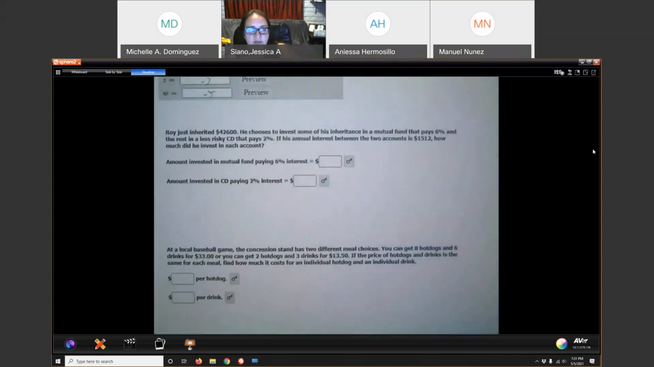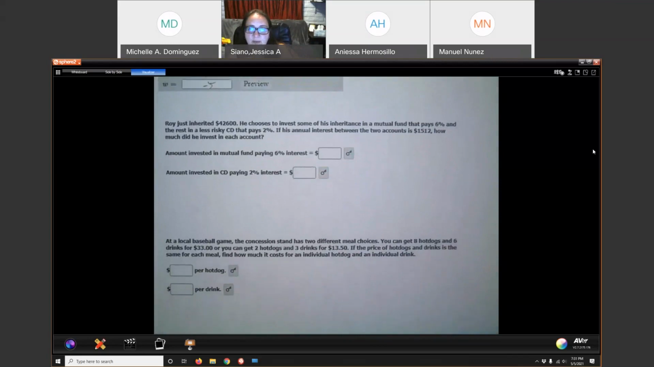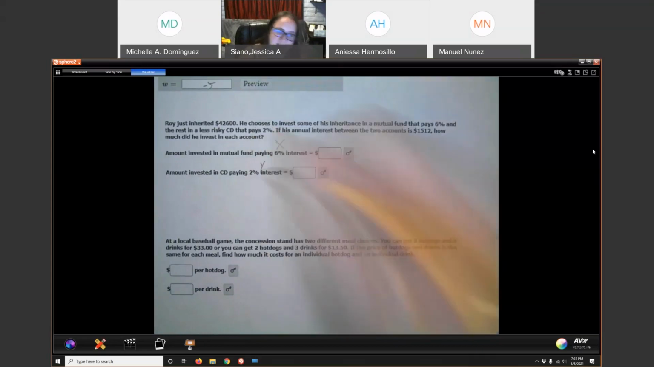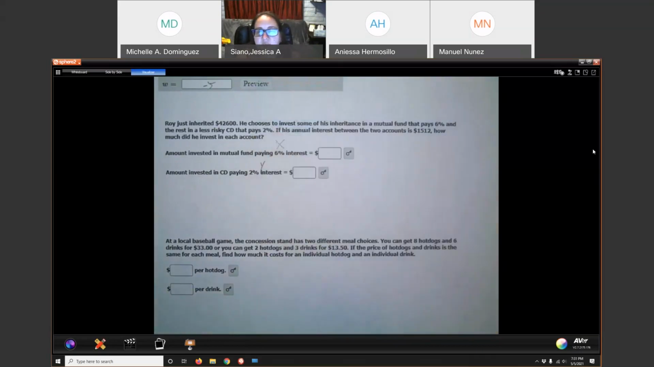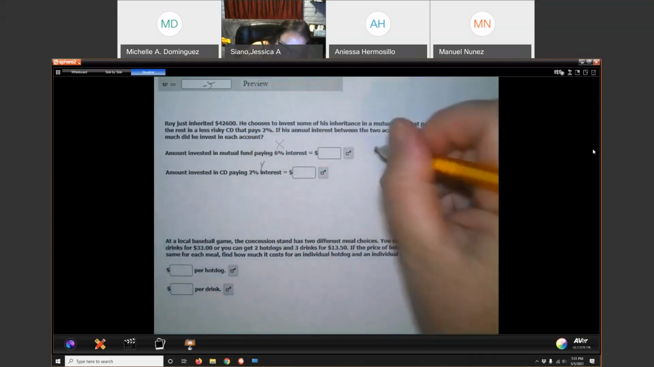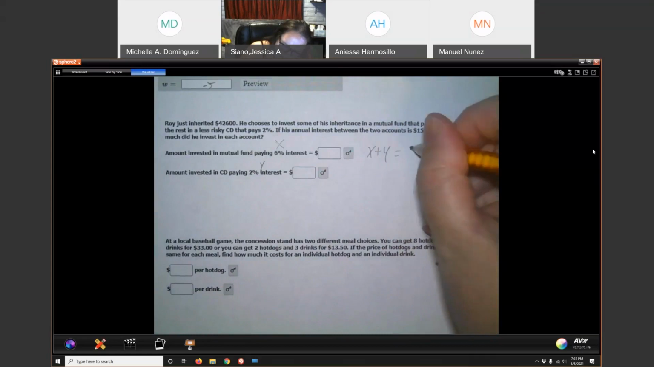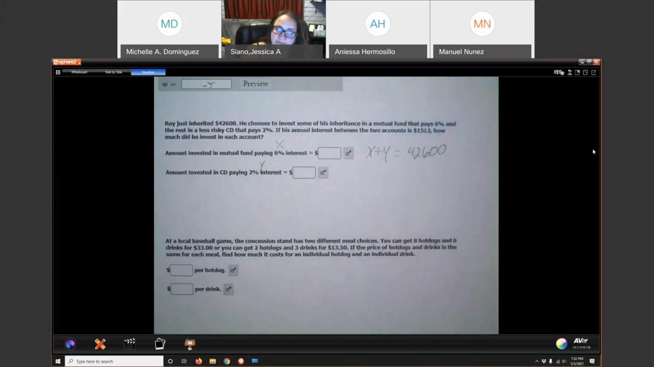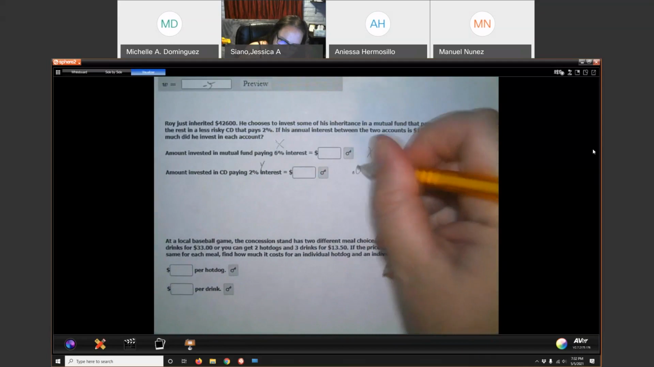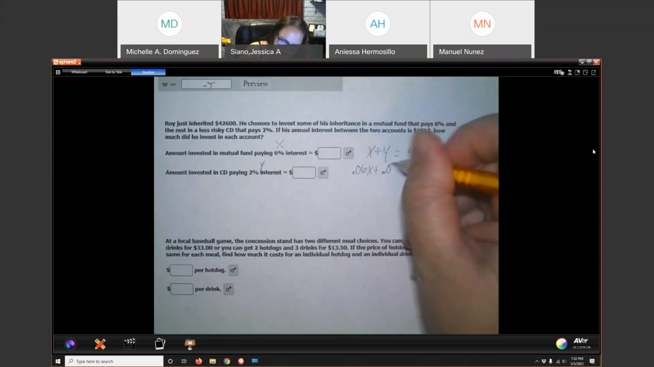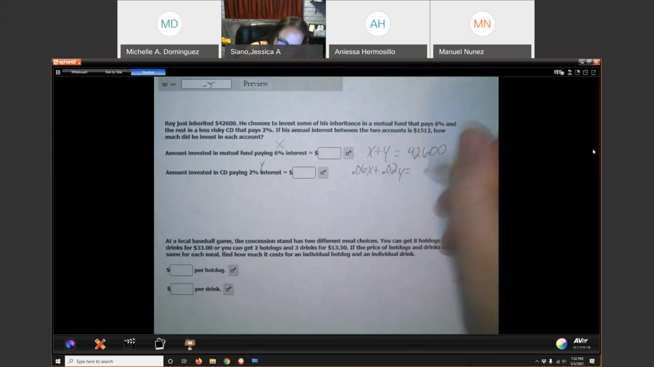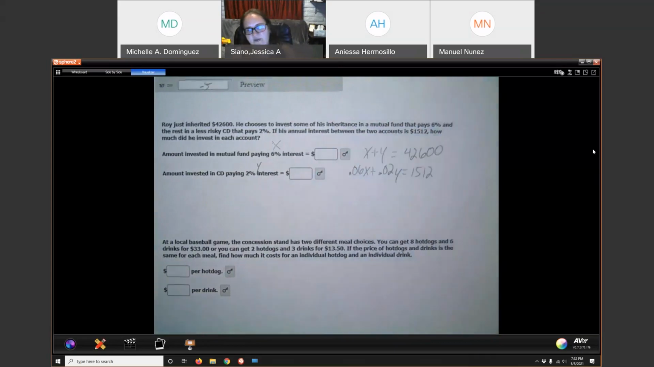Roy just inherited $42,600. He chooses to invest some of his inheritance in a mutual fund that pays 6% interest. We'll call that X. And some in a less risky CD that pays 2% interest. The annual interest between the two accounts is $1,512. Okay, so we know that the total amount that he invested was $42,600. And we know that 6% of X plus 2% of Y was 1512.